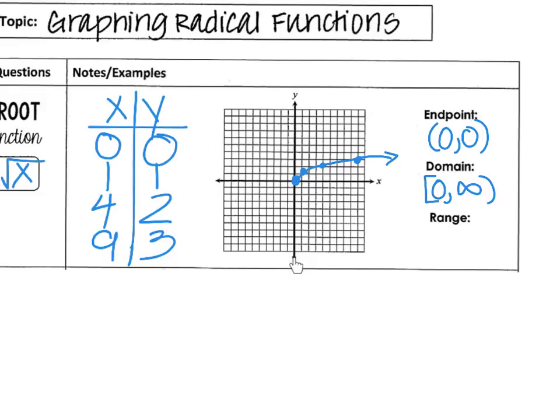And then our range, as we're looking up and down, we're looking at our y. We know it starts at 0 and it goes up forever. So it's going to be from 0 to positive infinity as well. And that's going to be our range. And it's including 0. So this is our square root parent function.